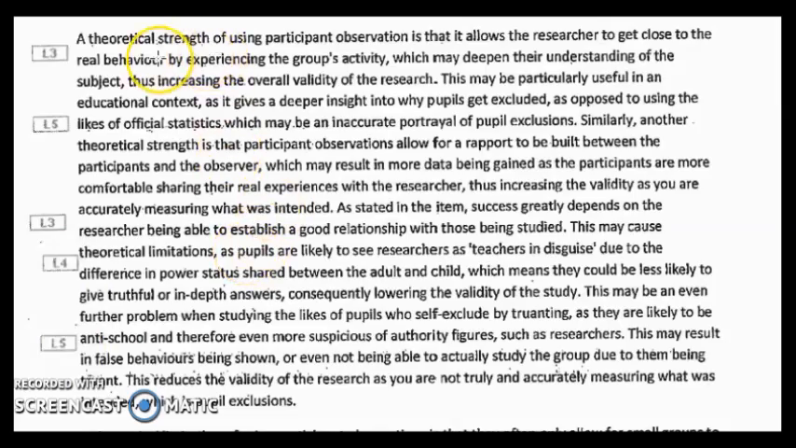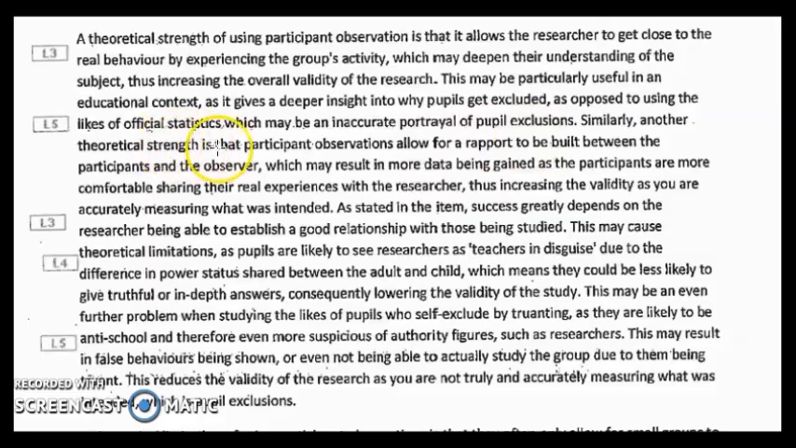So if we start off, the theoretical strength that she identifies is getting close to them, increasing the validity of the research. So that would be just a level 3. There's no indication of school at this point. It could apply to any group. But then she clearly signposts that she's going to go into the educational context. It gives deeper insight into why pupils get excluded, as opposed to using the official statistics, which may be an inaccurate portrayal of pupil exclusions.